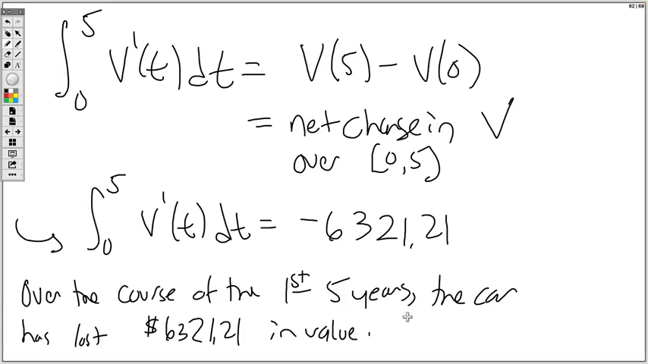Make sense or not, folks? The value 5 years from now minus the initial value is negative. That means we've lost value. The car has depreciated. Make sense or not? So once again, this is the same concept we had last week, the net change. We're now just using the exponential functions because that's the function that models this kind of behavior.